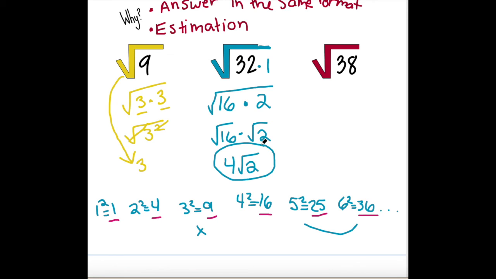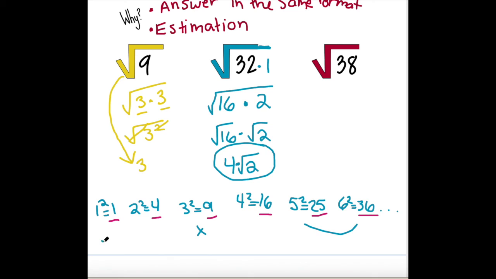Let's talk really quick about how people used to use this to do estimation before there were calculators. So when we have a square root, we're trying to think about what number times itself would give us 32. What we can think of is thinking about this as 4 times whatever the square root of 2 is.